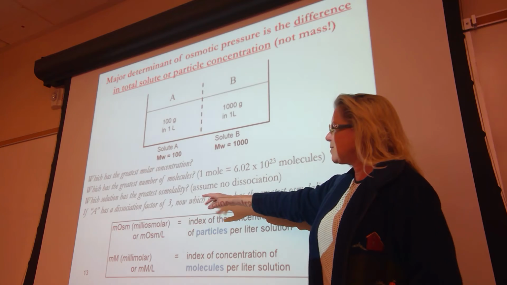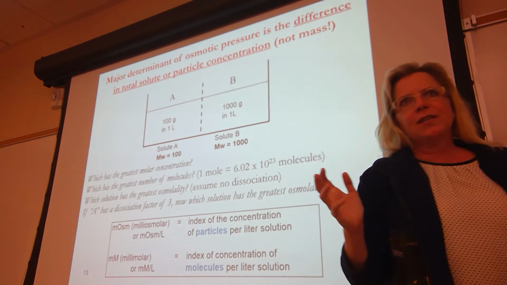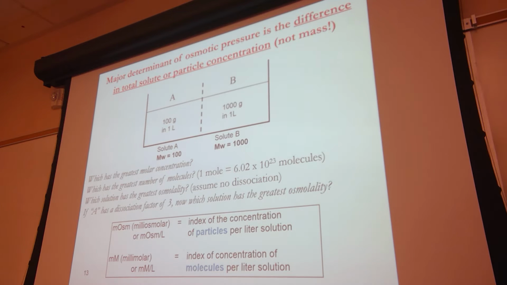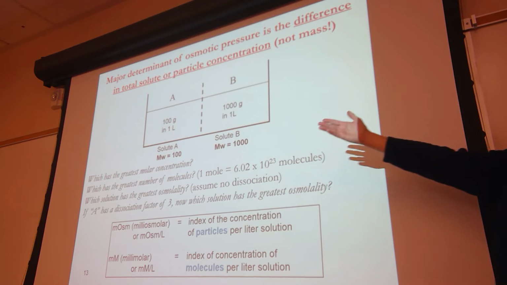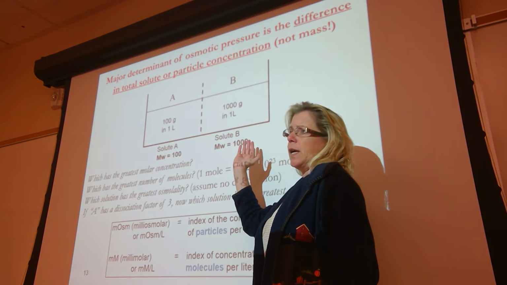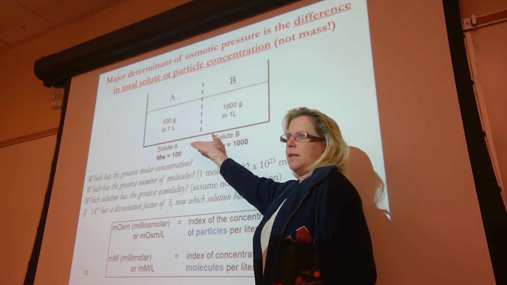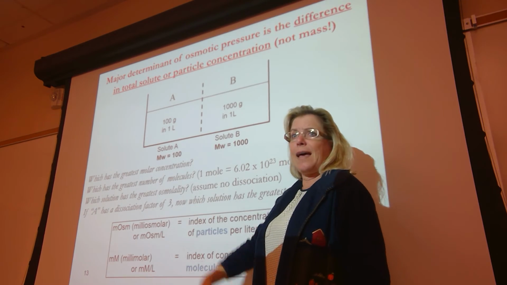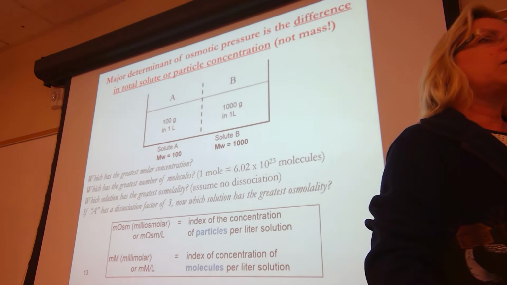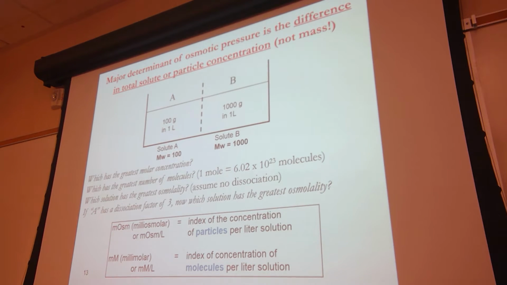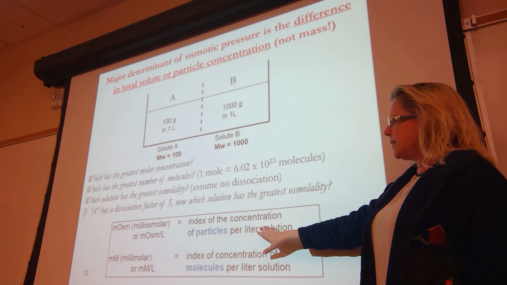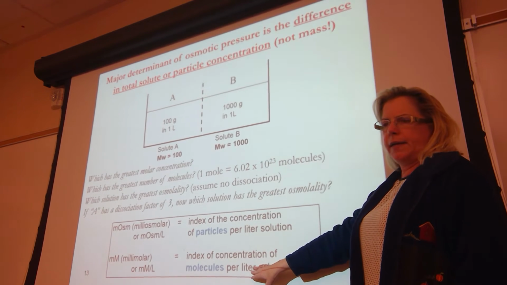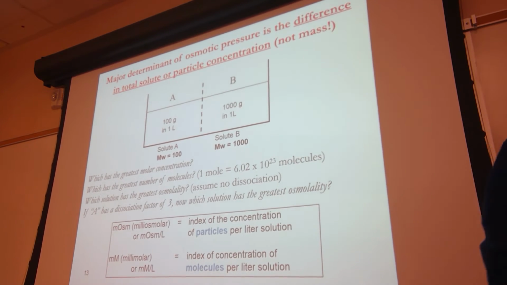But if something dissociates, well, that changes it. Then they have different osmolality, potentially. That's where we had to worry about the dissociation factor. If solute A and B don't dissociate, well, then they would have the same osmolality in this experiment. But if solute A had a dissociation factor of 3, then we would say it was a 3 osmolar solution. So osmolarity is an index of the particles. Molarity is an index of the molecules. Dissociation factor distinguishes between the two.